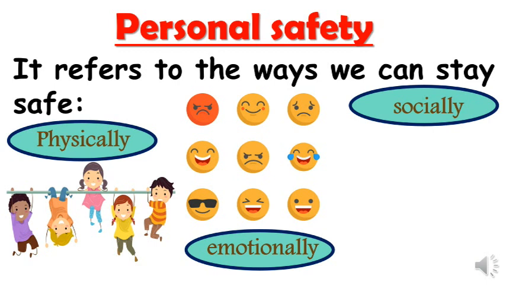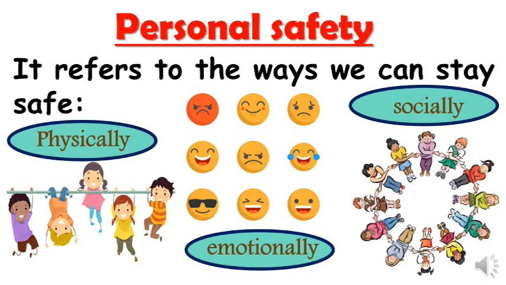Okay? And socially. Socially means how you interact with the people within the community or within the classroom, school, could be in your home. You have to interact with people. There are bad people and good people, so you have to keep your body safe from certain people, and you have to interact with certain people in order to keep you safe.